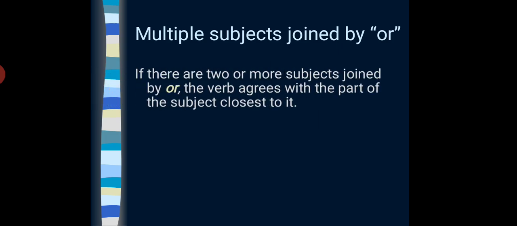Next see, when we have multiple subjects joined by or, when more than one subject is joined by or, or means या, in Hindi it is called या और अथवा. So when they are joined by or, then let's see. If there are two or more subjects joined by or, the verb agrees with the part of the subject closest to it. If in a sentence there are two subjects joined by or, then the verb will be used according to the nearest subject. Like let's see an example.